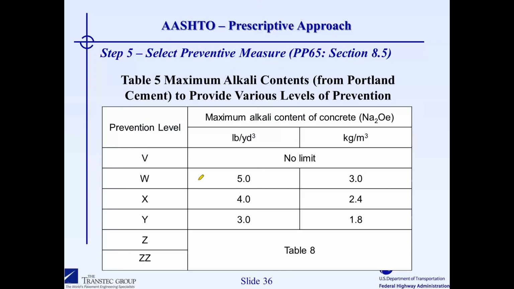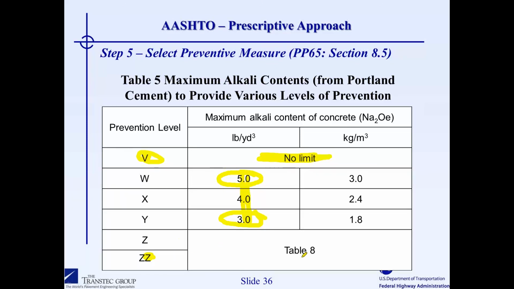Okay, so Table 5, remember we go from V, no prevention, to double Z, the most. And of course, level V has no limit on the alkali content because we don't have a reactive aggregate, or there just is no risk of ASR, and so we don't have a limit. And here's where we see our sliding scale I discussed before. Prevention level W, 5 pounds per cubic yard will be sufficient as our maximum alkali content. Get to level Y, 3 pounds of alkali per cubic yard is sufficient.